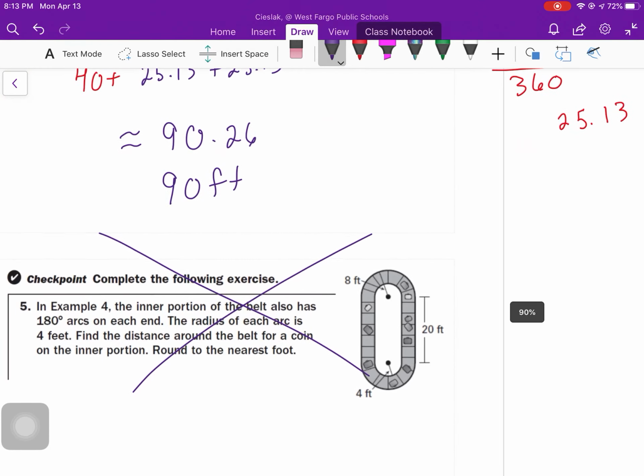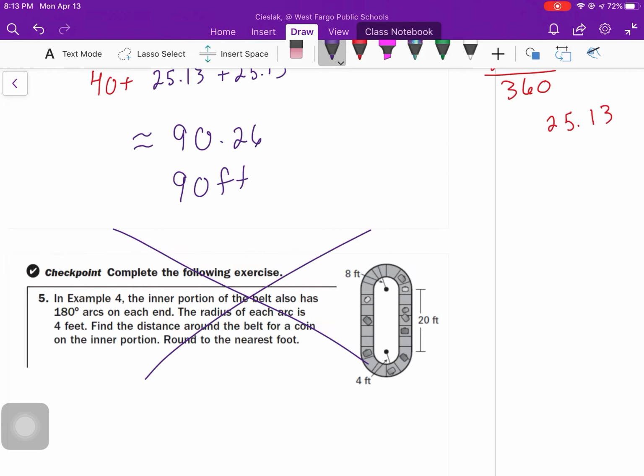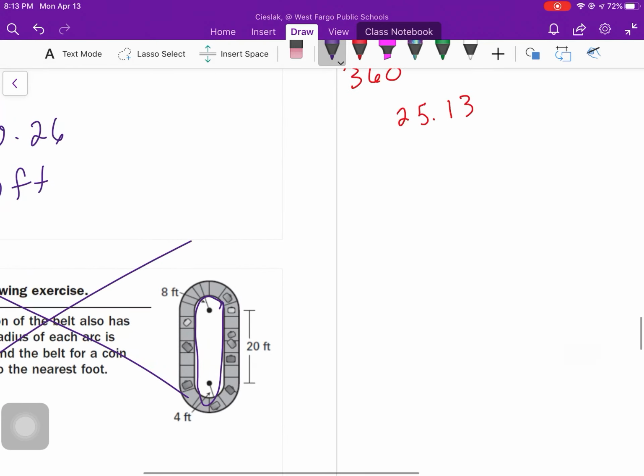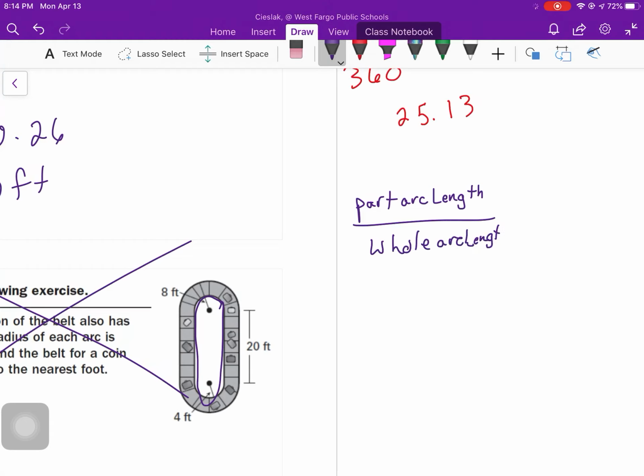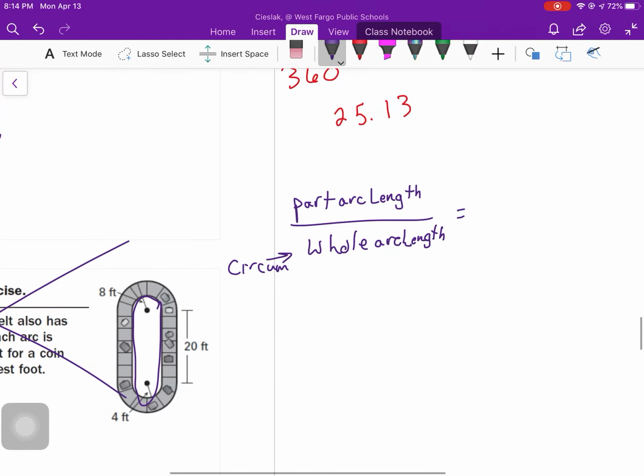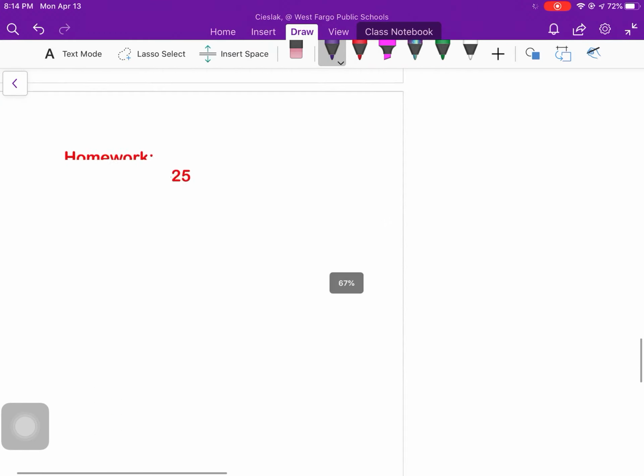Okay, to tie this all together, number 5 is the exact same problem, so we're going to skip it, except it's looking at what happens on the inside of the track. But just to rehash all of this, if I go part of the arc length over the whole arc length, remember the whole arc length is just circumference, is equal to the part, which is the arc measure, over the whole. A circle always has 360 degrees. Okay, that's the big idea there, ladies and gentlemen.